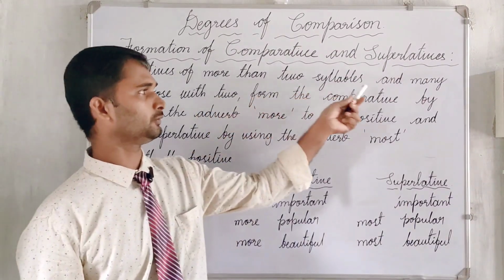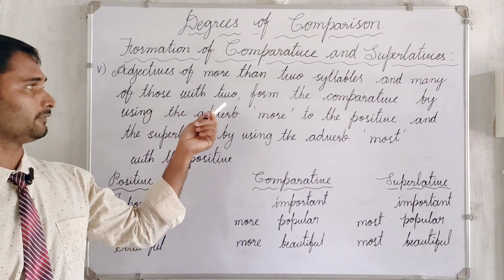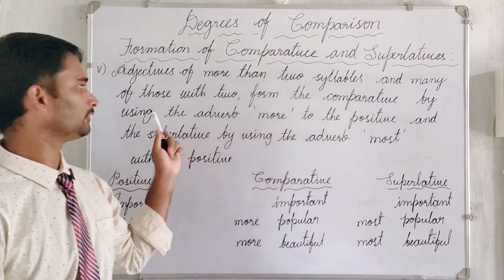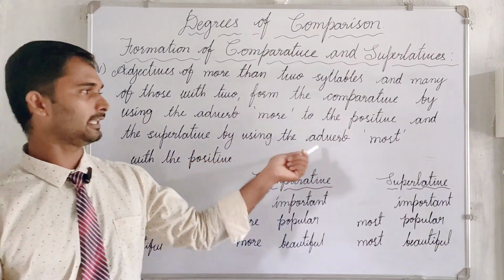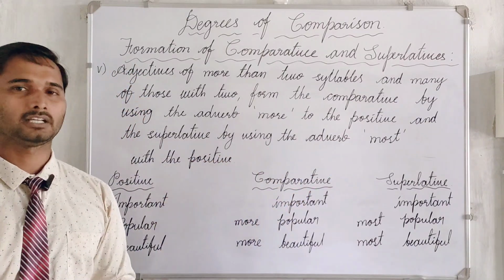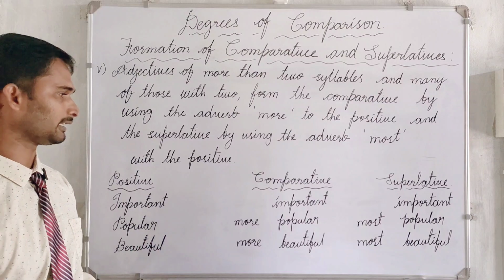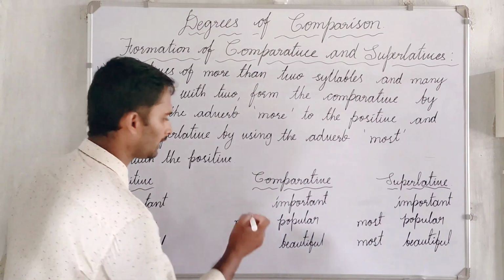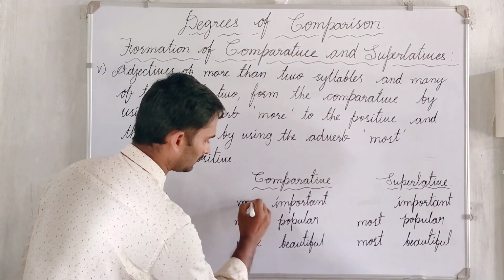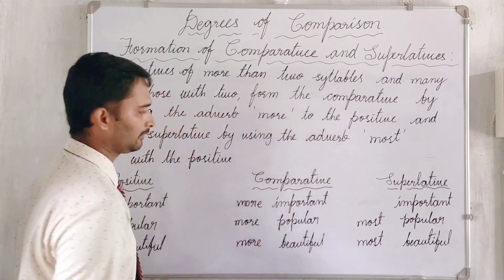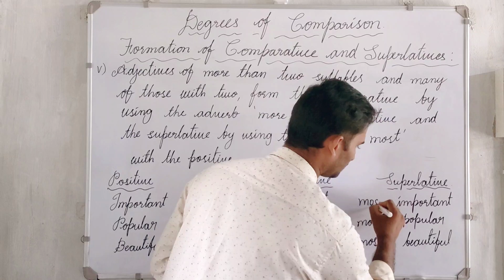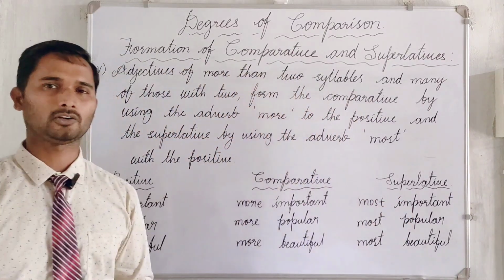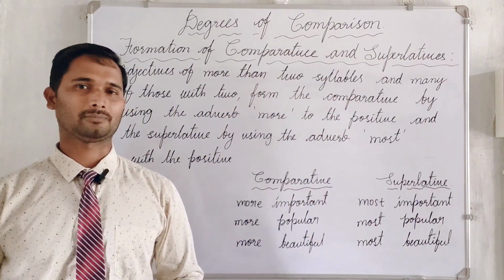Adjectives of more than two syllables and many of those with two form the comparative by using the adverb more with the positive adjective, and the superlative by using the adverb most with the positive. Here are some examples. Important. When we want to form a comparative, we add more to the positive and most for the superlative degree, because it has more than two syllables.